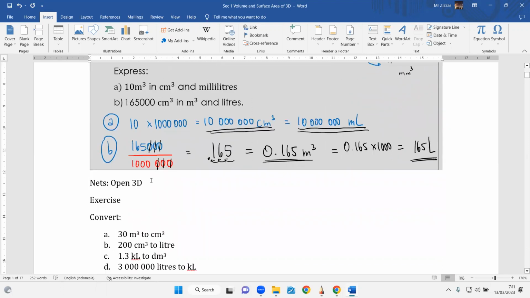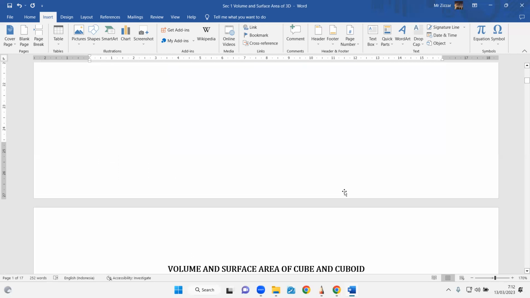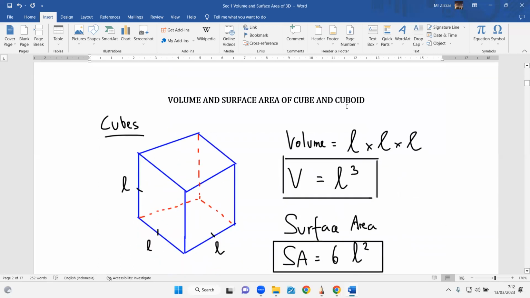And then what are nets? Nets is an open 3D. So when you have a shape, you open it and you create some nets of the 3D. Okay, and then the volume and surface area of a cube and cuboid.